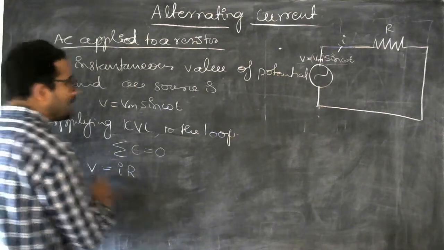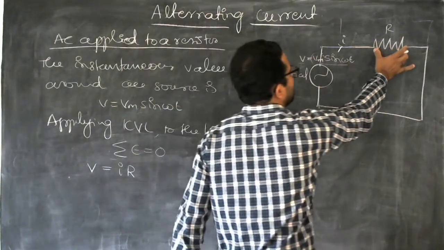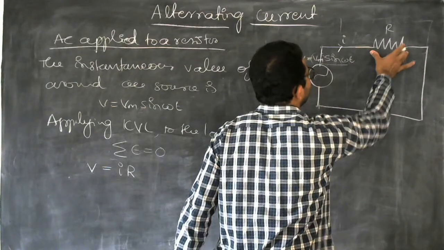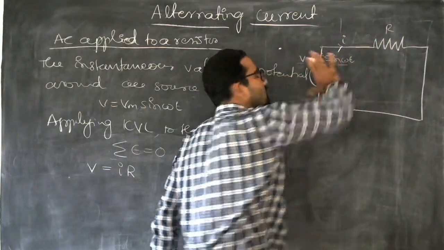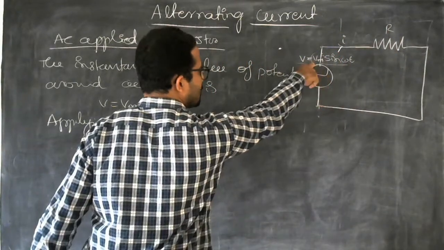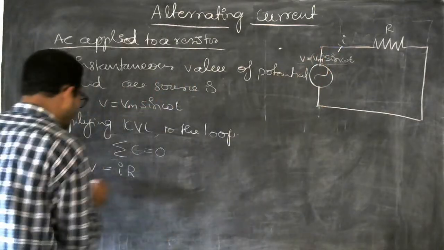V is the voltage across this resistor, and the voltage across this resistor is also equal to the voltage across this source. What is the voltage across this source? That is V is equal to Vm sin omega t. Let's write it here.